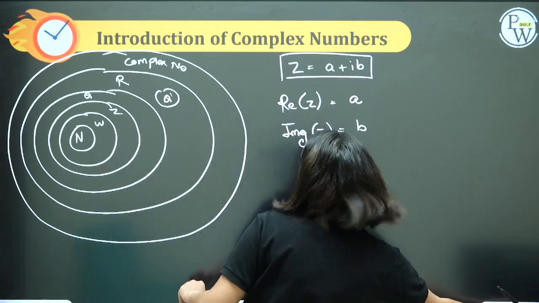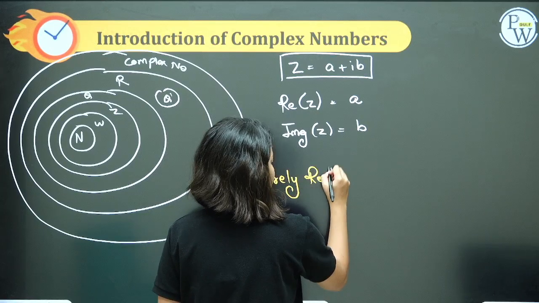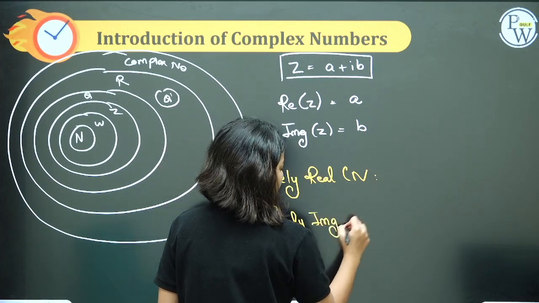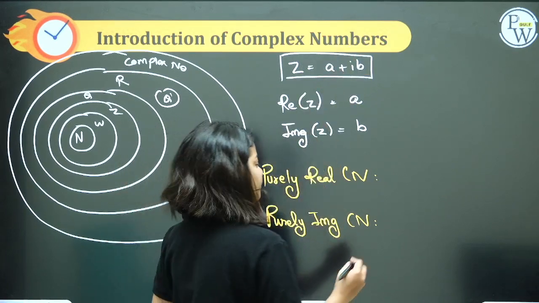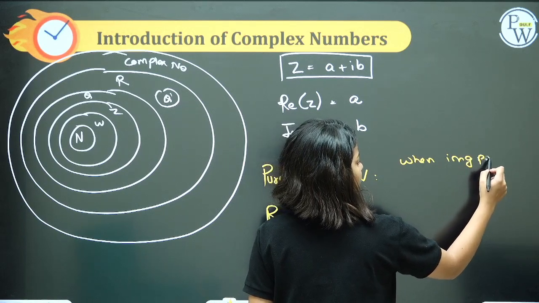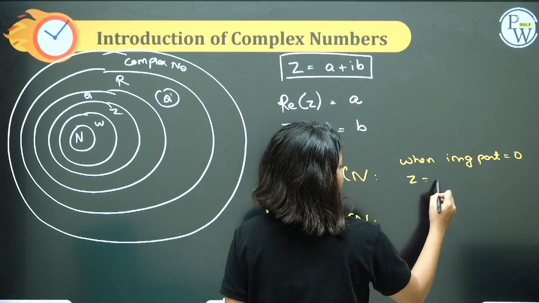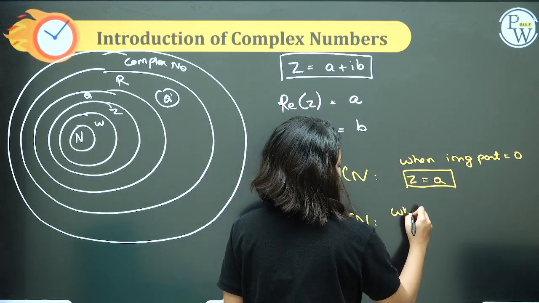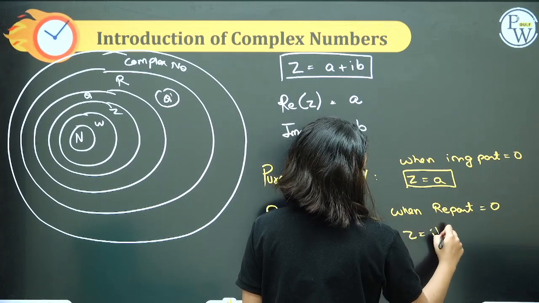Well, there is something called purely real and purely imaginary complex number. Purely real is when in a complex number the imaginary part is 0. Not i is 0. Imaginary part, that is b, will be 0. That is Z will be having only a real part in it. And imaginary complex number is when real part is 0. That is, it will have only imaginary part inside it.